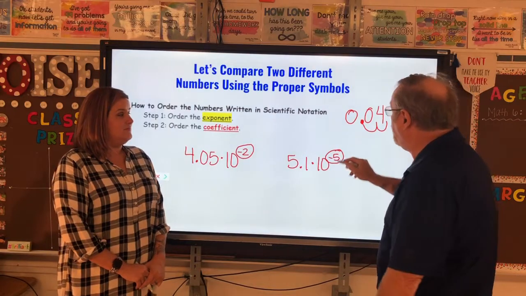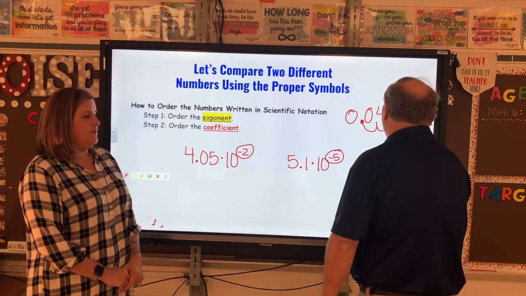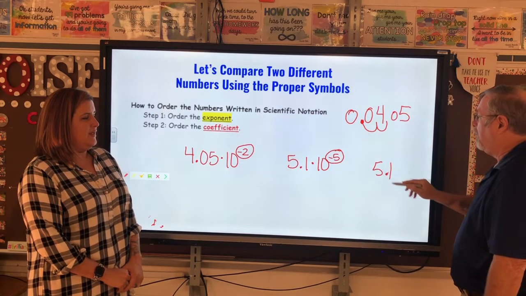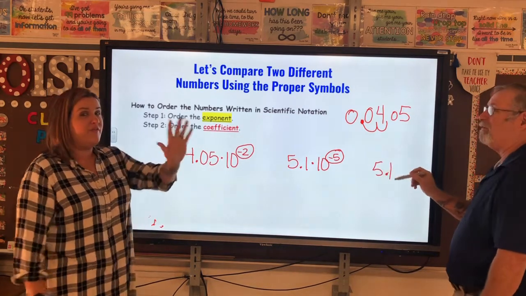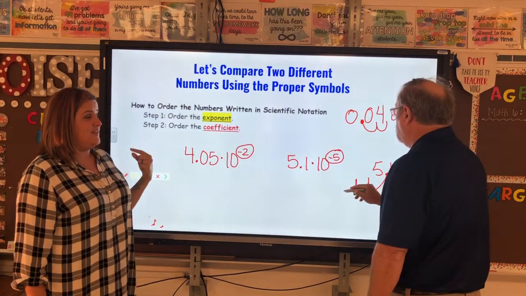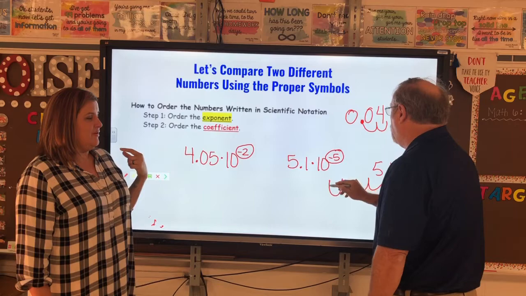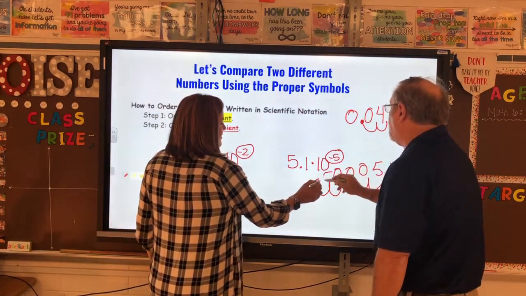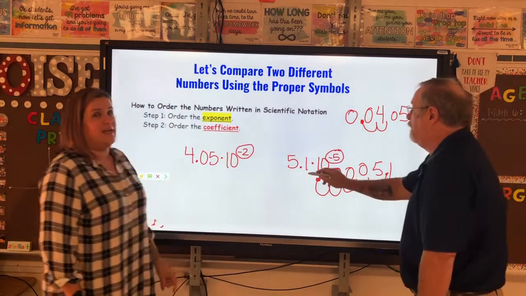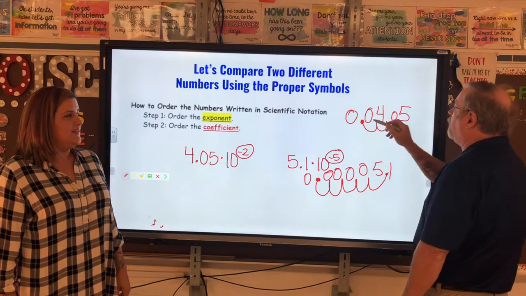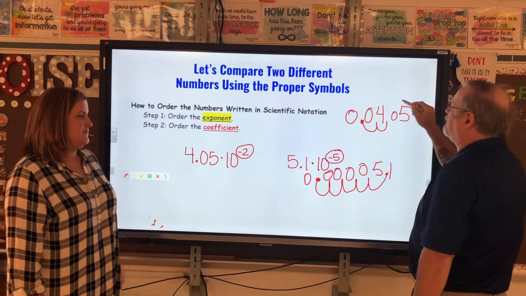Well, this one, we have 5.1, and we're going to move it how many times? We're going to move this one 5 times to the left: 1, 2, 3, 4, 5. Oh my goodness, you talk about a small number. That's little. 0.000051 and 0.0405. Wow, this one's got to be bigger.